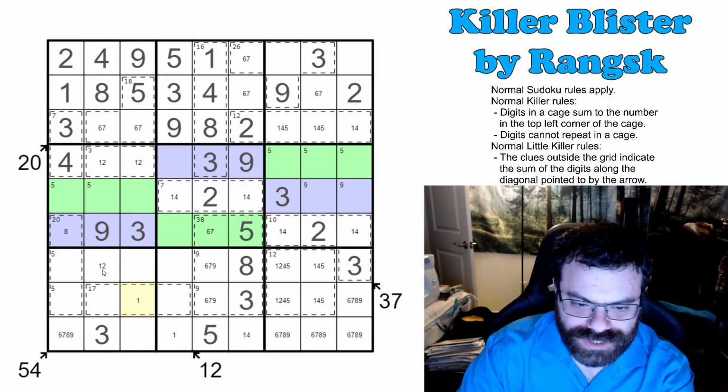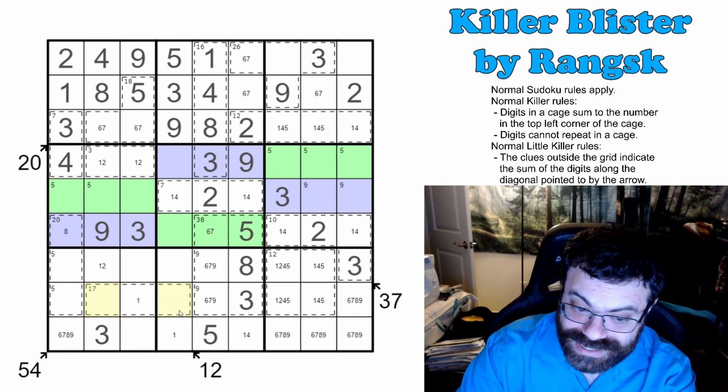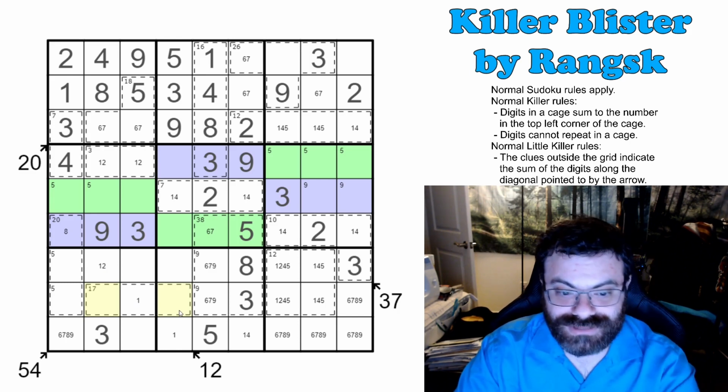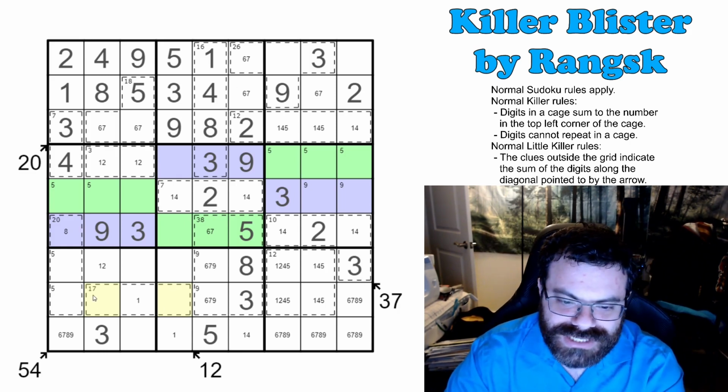What happens if this is 1? Well, if this is 1, then these two have to add to 16. And there is exactly one way to add to 16 in 2 cells. That's 9 and 7. Otherwise, you'd have to repeat the 8 twice, which is not allowed in the row and not allowed in the cage. So this is 9, 7.